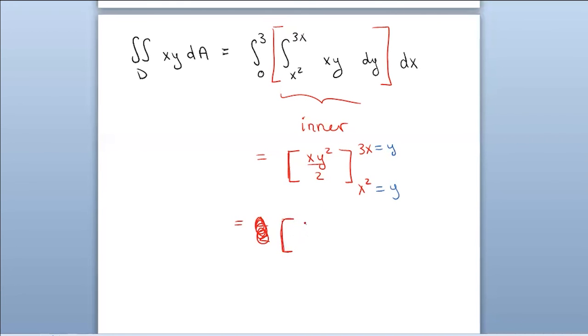Okay, so I'll start with my upper limit, which is 3x. I'm going to take that and it gets filled in for y. So the x stays here. Then I get a 3x squared over 2. Minus, now I'll do my lower limit. So again, my x just sticks around. Now this y gets replaced with x squared. So I get an x squared squared over 2.